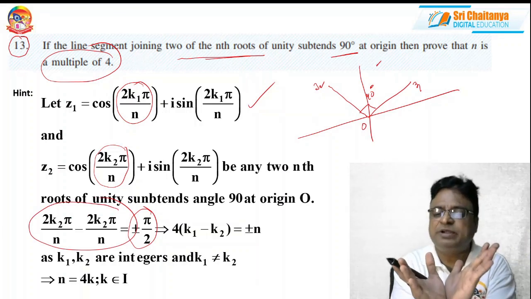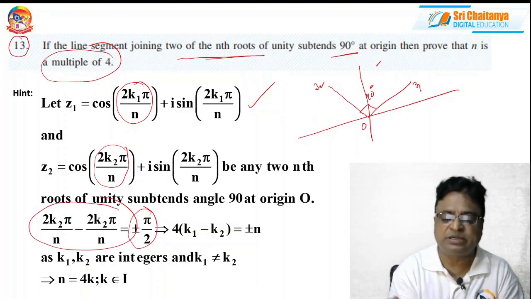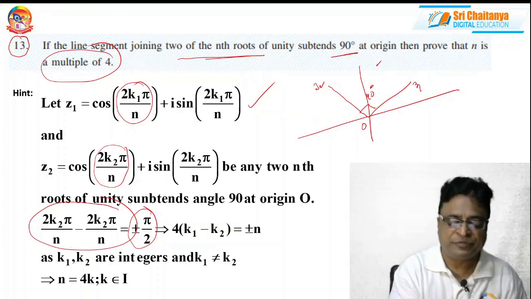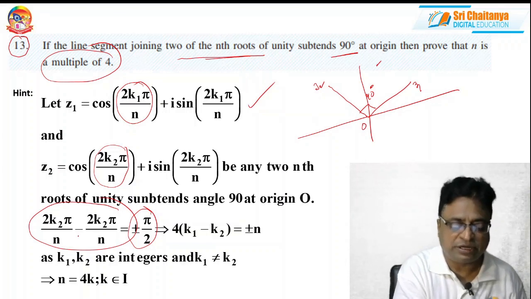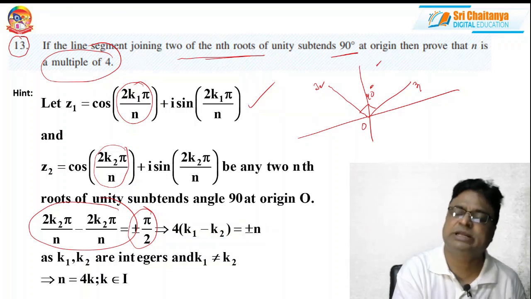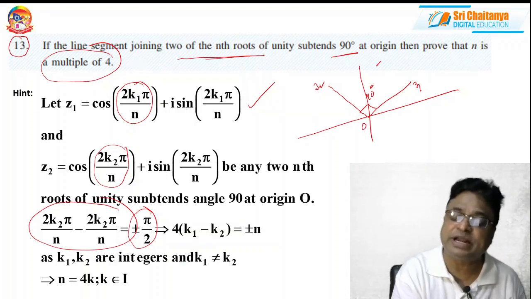Whenever the angle between two complex numbers is given, that means the difference between their amplitudes is that angle. That is the funda. So after calculation, pi gets cancelled and after simplification, you will get 4 into (k1 minus k2) equal to plus or minus n. And of course, my friends, these are two different roots, that means k1 not equal to k2. And moreover, they are integers.